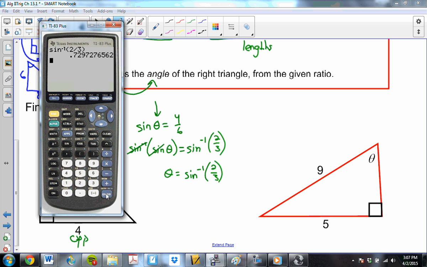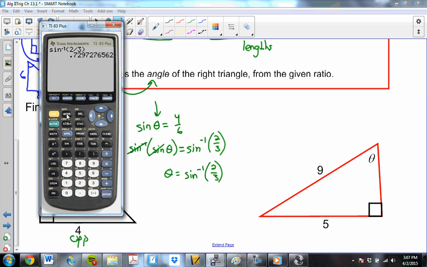The angle measure, I have to put this in degrees. You'll have to do that later. You have to do it now also. If you press the mode button, your calculator right now might be in radians. You want it in degrees for now. We'll talk about radians later.